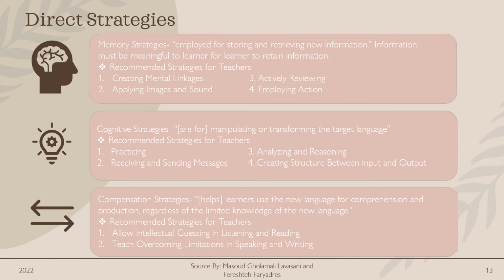So some of the direct strategies that our learners use are memory strategies, cognitive strategies, and compensation strategies. Memory strategies are employed for storing and retrieving new information. This is how they retain information. This is how they keep it in those stored memory processes in the brain.